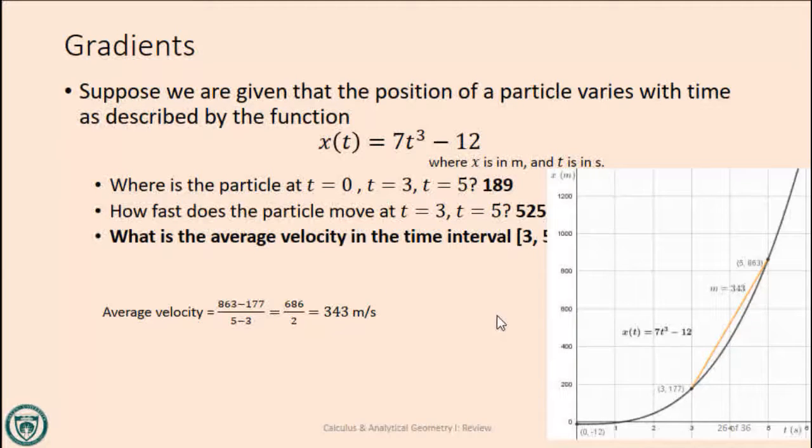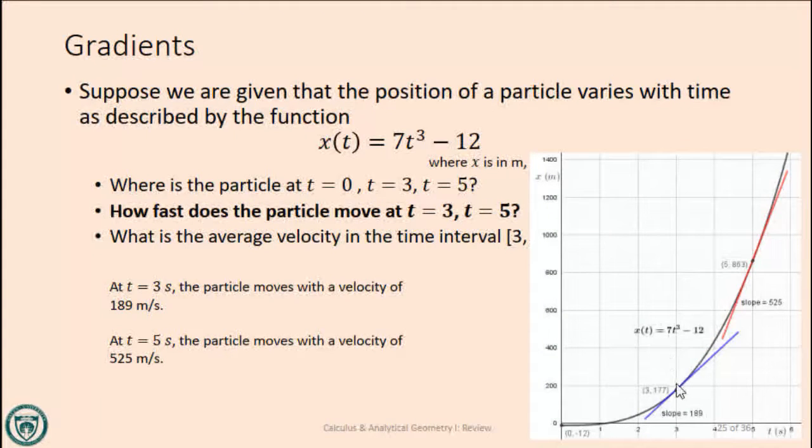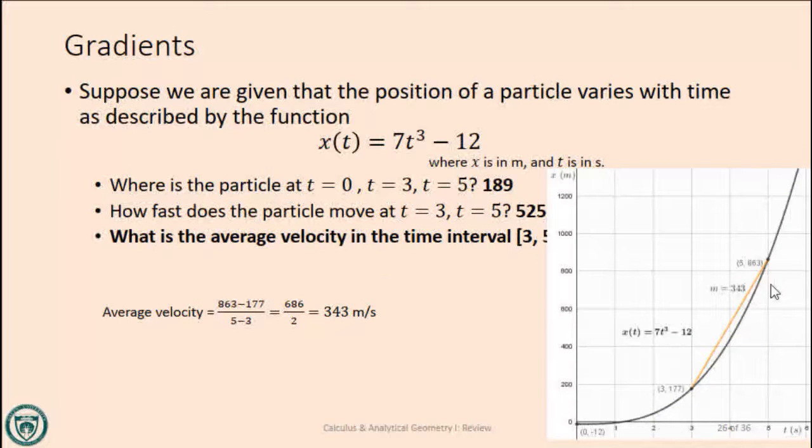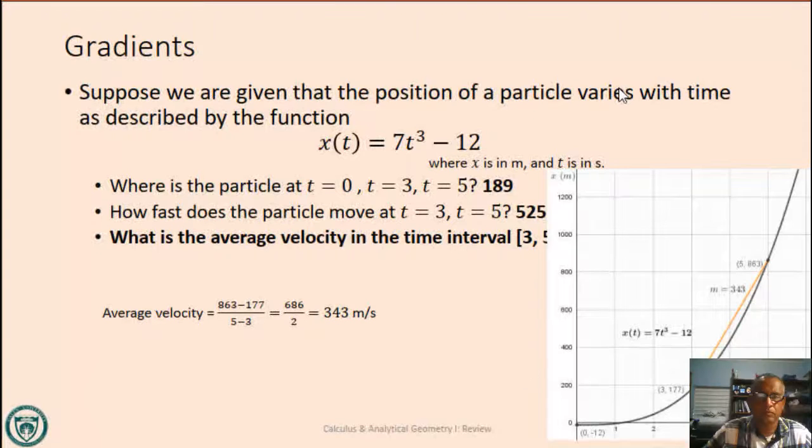So I hope you're getting the sense of what we mean when we talk about instantaneous rates of change and average rates of change. These gradients here are instantaneous rates of change. They're giving us the rate at which this value is changing at these instants, right? Here we're getting an average over an interval. So averages are always associated with intervals, and instantaneous is always associated with a point.